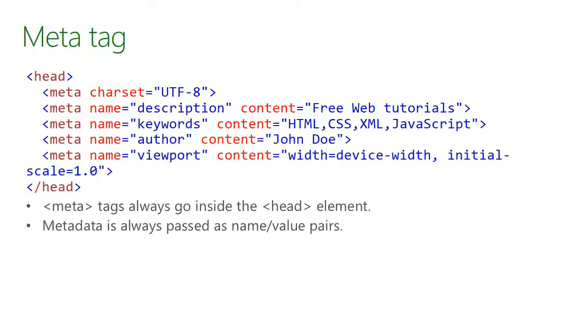In the second example, you've got content and free web tutorials. So content is the name, free web tutorials is the value. In the very top example, you've got charset, which is the name, and then the value being UTF-8.